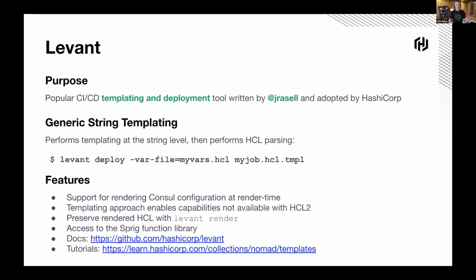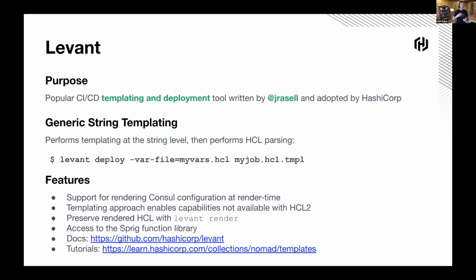But the other part is templating, right? And that's the subject of today's talk. The difference between Levant and Nomad's HCL templating is Levant is actually a generic string templating language. So all of the templating that Levant does is just to generate a string, an HCL string, hopefully valid HCL, and then it actually performs HCL parsing. As a result of that, it actually performs two phases of templating.